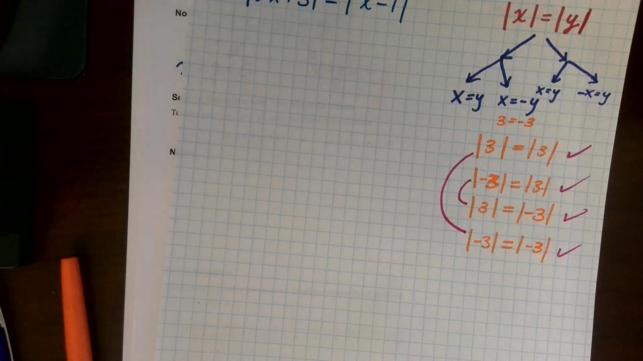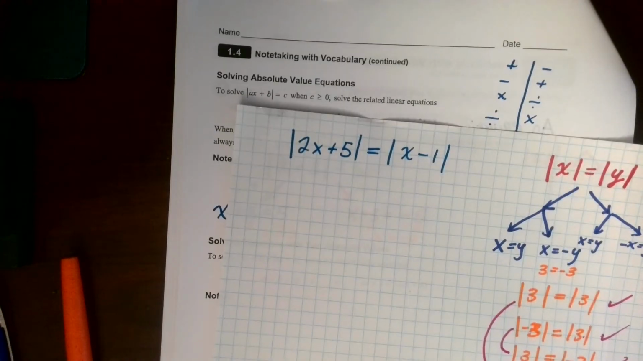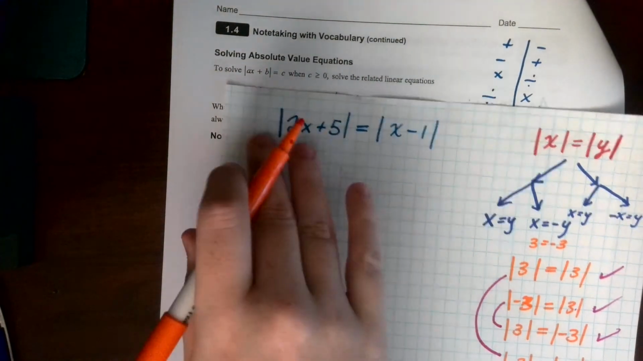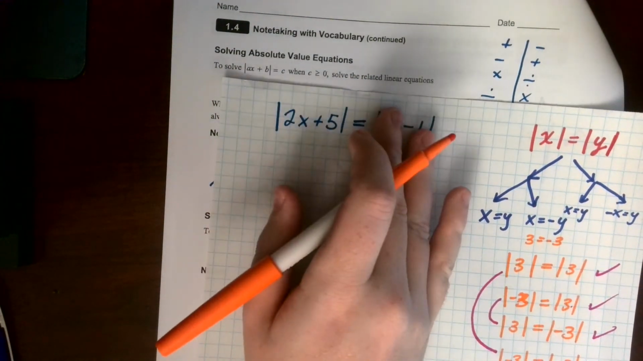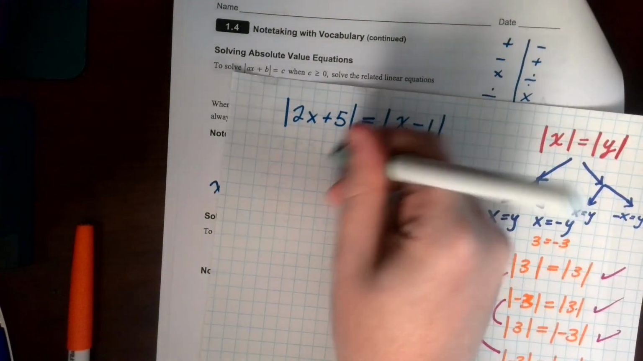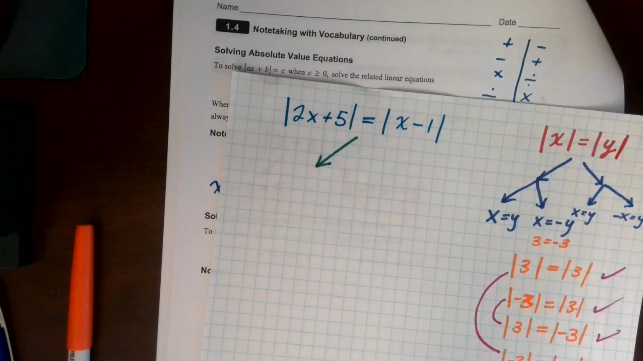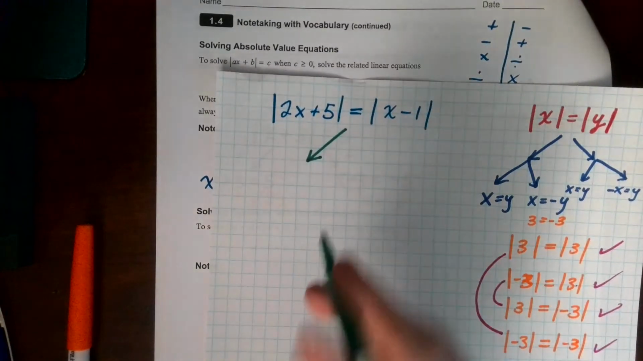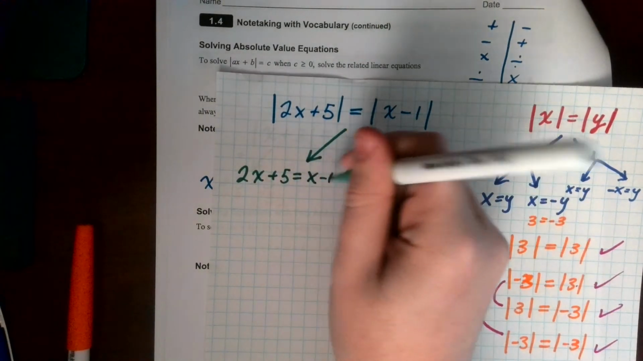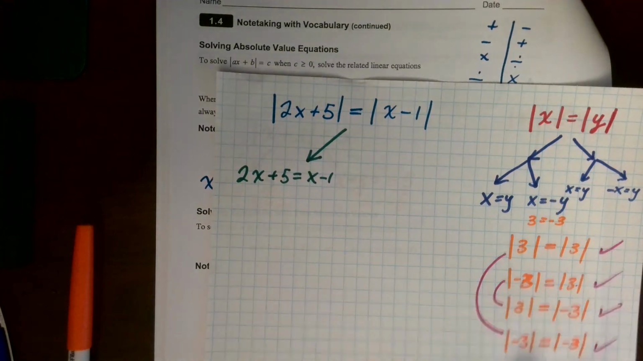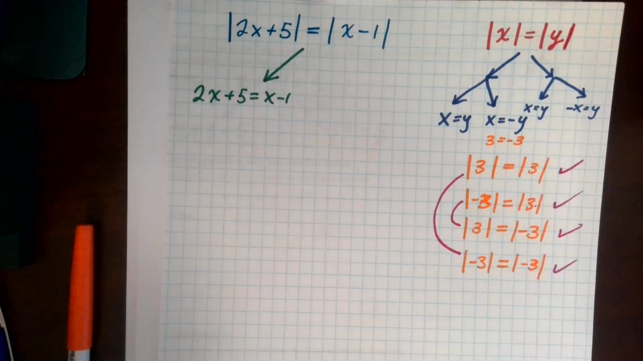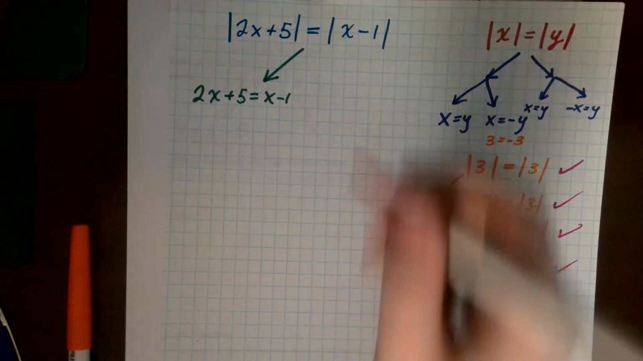What this means for our equation is this. We can split it into 2 versions. One where x and y are the exact same. This would be x, this would be y. So it would just look the exact same. If 2x plus 5 and x minus 1 were the same, then we can write 2x plus 5 equals x minus 1. Okay, well that's nice and all, but what about these ones, where one of them is negative and the other one is positive? Well, that's the fun part.